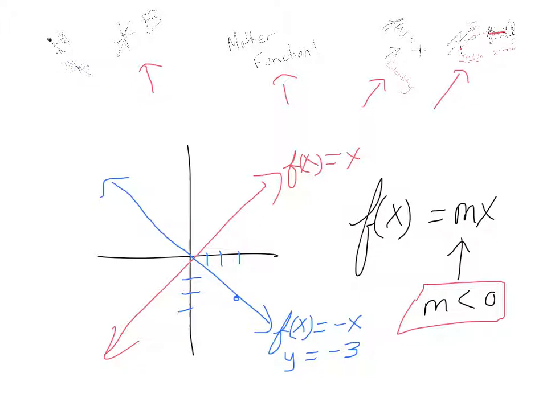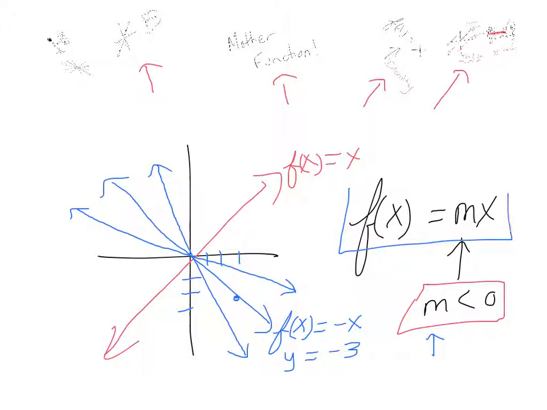So that means any variation of this slope that's negative must either be going like this, or like this. All of these lines are a result of this function here being acted on by m, where m is negative.